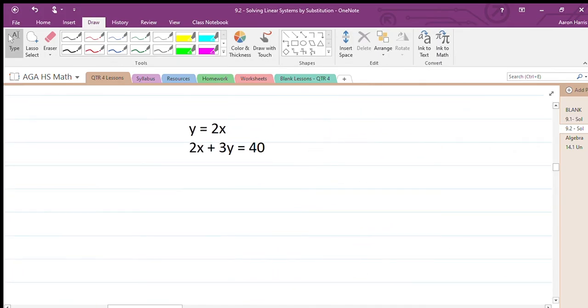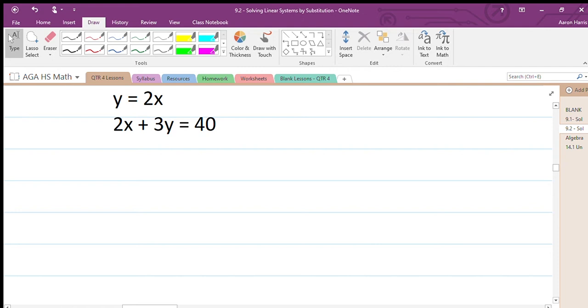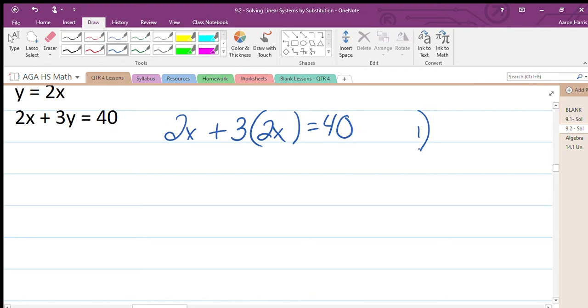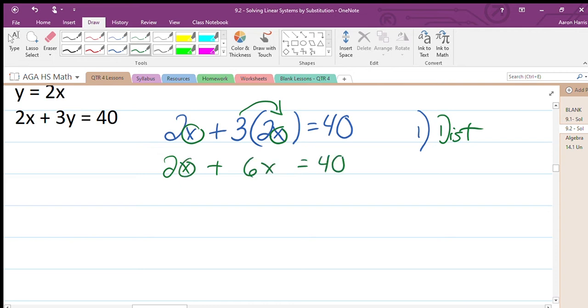Here's the second problem. I got Y is equal to 2X. So therefore I can substitute that in. 2X plus 3. Whenever we substitute, use what? Parentheses, is equal to 40. What are we going to solve for? X. You got it, right. So now that I'm solving for X, the first step, I'm going to distribute the 3 in. So I get 2X plus 6X is equal to 40. I still have these X's right here, so I need to combine like terms. This is all the first step. So I get 8X is equal to 40.